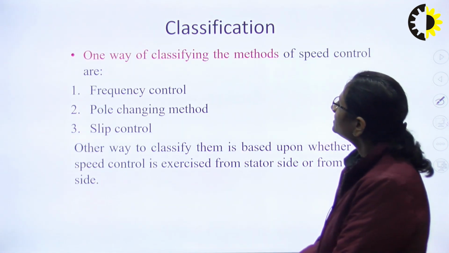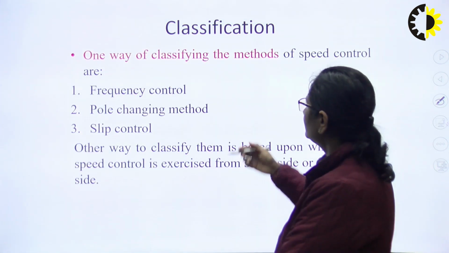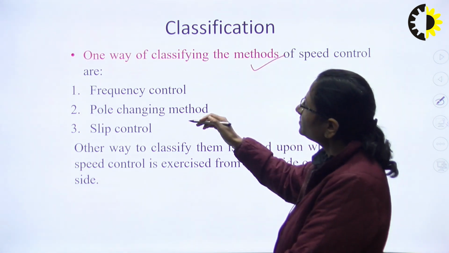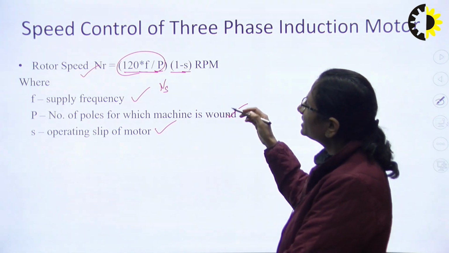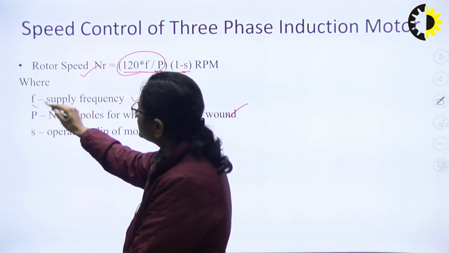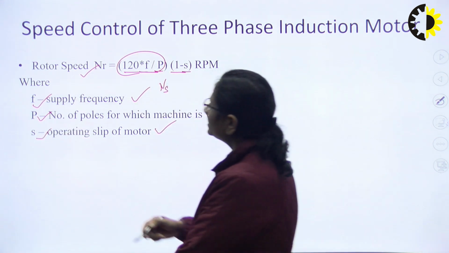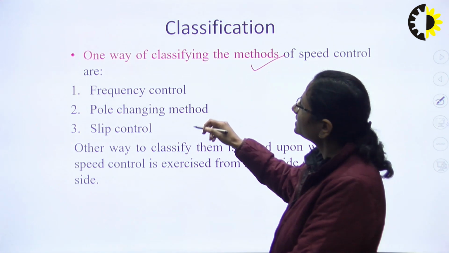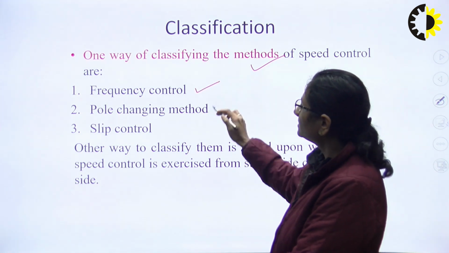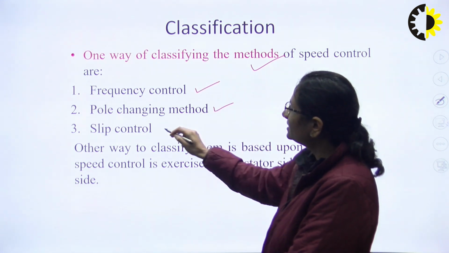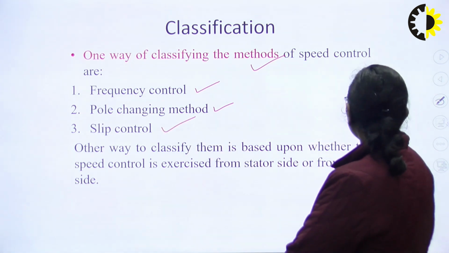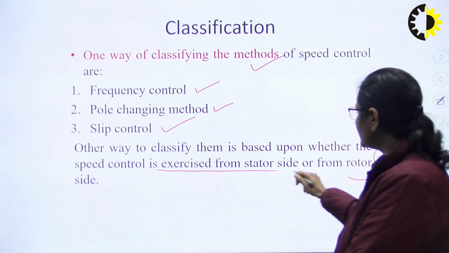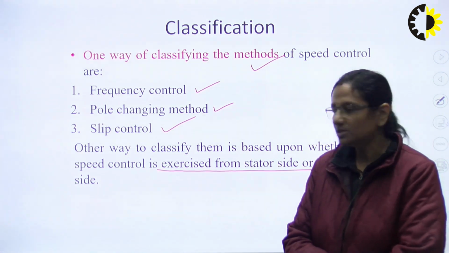So let us see what the various methods of controlling the speed are. From the previous slide itself, we can see that the speed depends upon the frequency, the number of poles, and the operating slip s. So the speed control methods can be classified in three categories: frequency control method, number of pole changing method, and the slip control. The other way of classifying them is based upon whether the speed control is exercised from the stator side or from the rotor side.